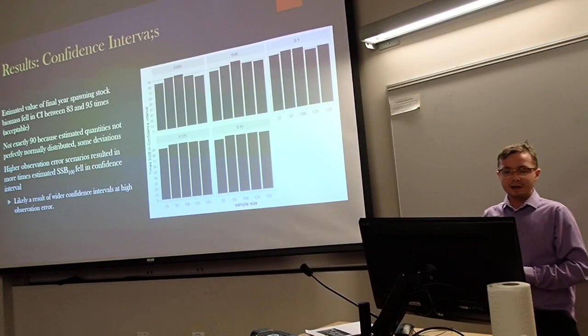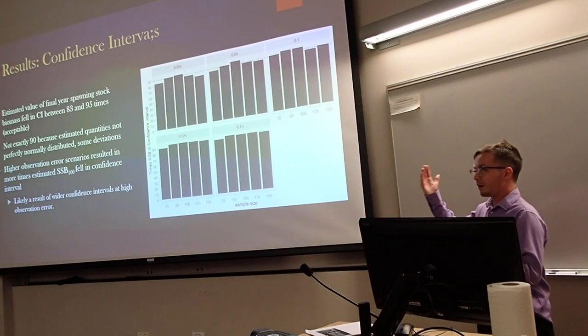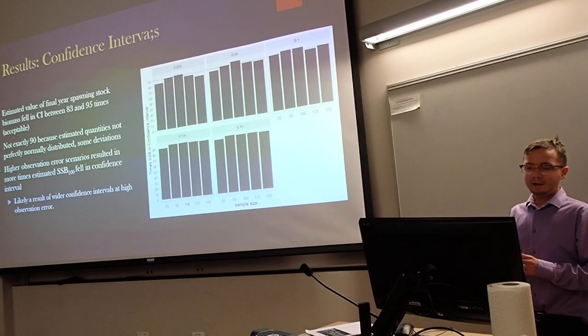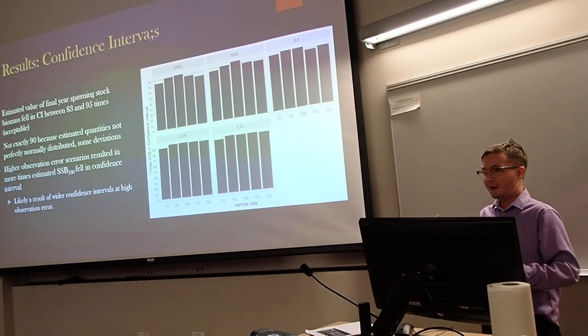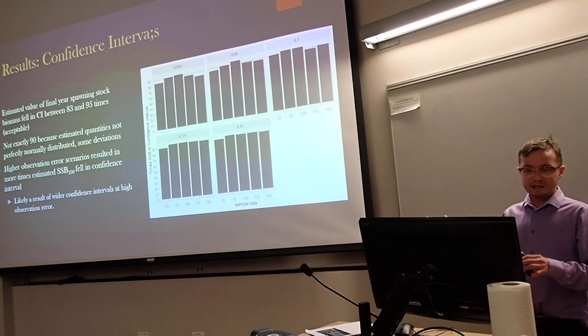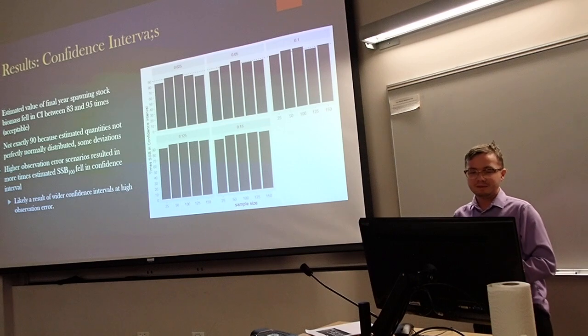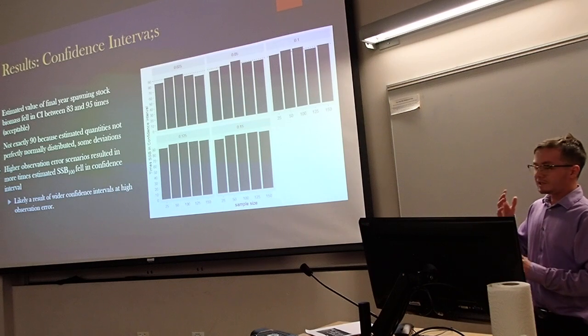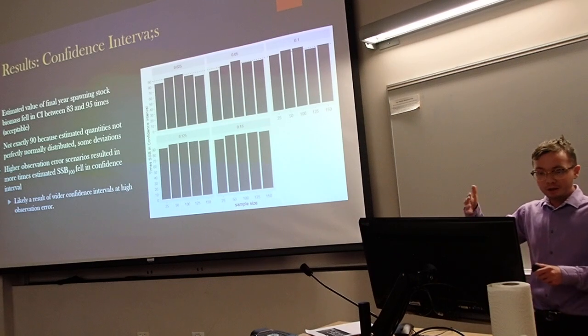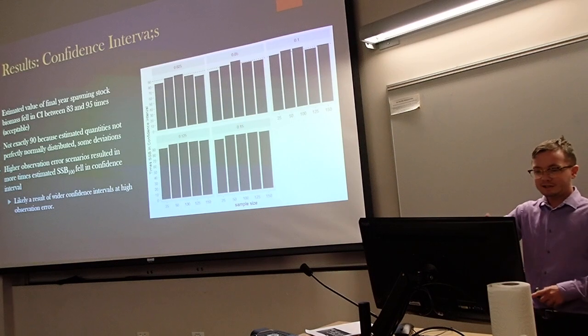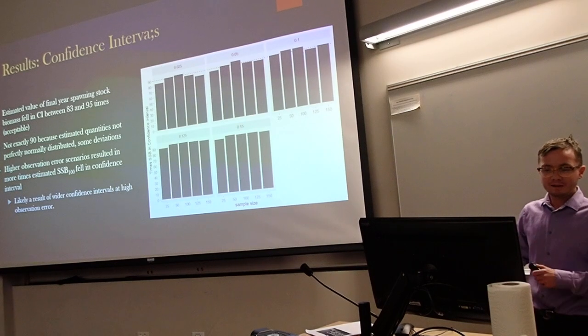As I mentioned earlier, this is kind of a model performance metric. We got this to land within the confidence interval between 83 and 95 times. It should ideally be 90, but it didn't quite work that way, just because our estimated quantities aren't exactly normally distributed. They're close to normally distributed, but not exactly. It's still acceptable that it happened 83 to 95 times.